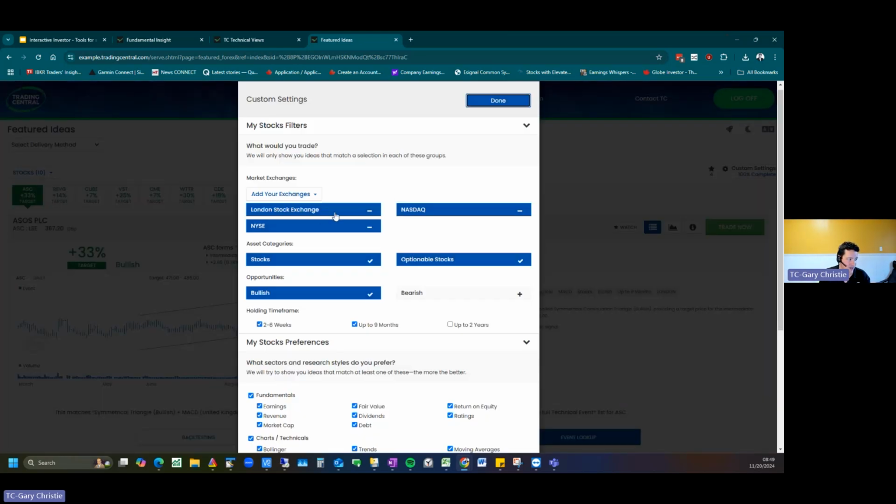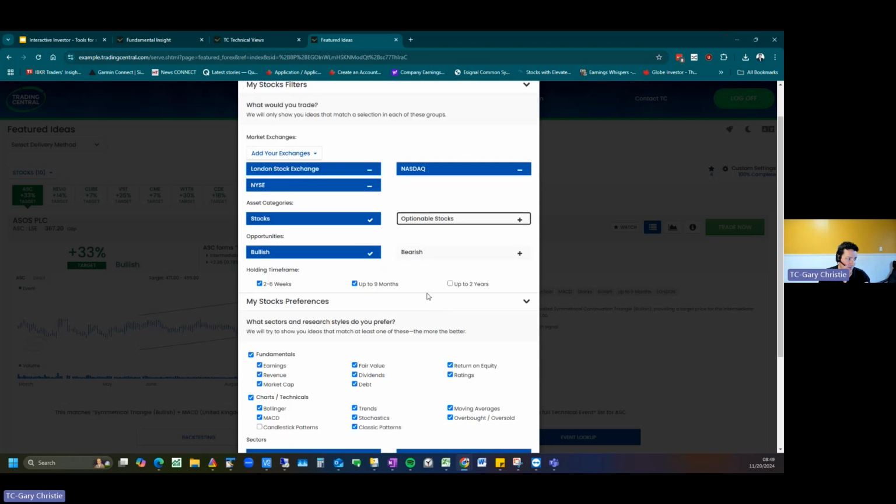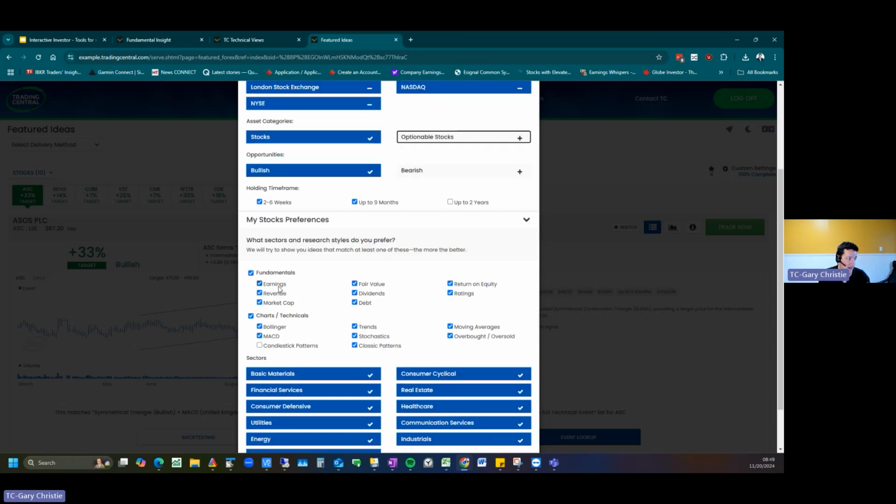So I have London Stock Exchange here, NYSE, NASDAQ. I had optional stocks. I'll deactivate that for now. Bullish. And I can now look at my time frame and select. So I remove bearish. I only want bullish ideas. And I can choose the fundamentals I care about, right? Earnings, revenue, market cap, fair value, dividends, and so on and so on.